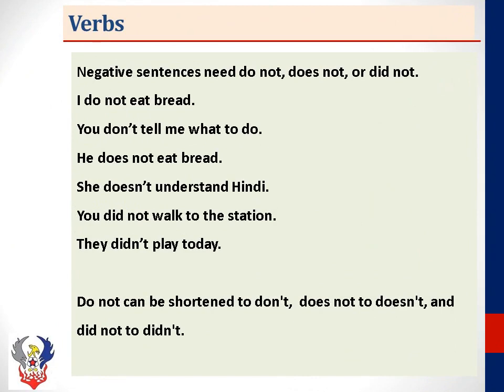Negative sentences need do not, does not, or did not. I do not eat bread. You don't tell me what to do. He does not eat bread. She doesn't understand Hindi. You did not walk to the station. They didn't play today. Do not can be shortened to don't, does not to doesn't, and did not to didn't.